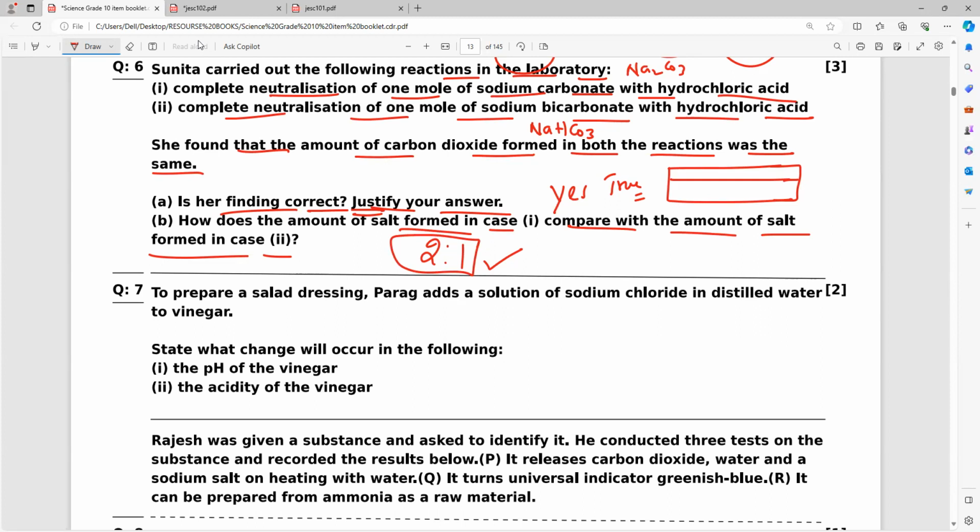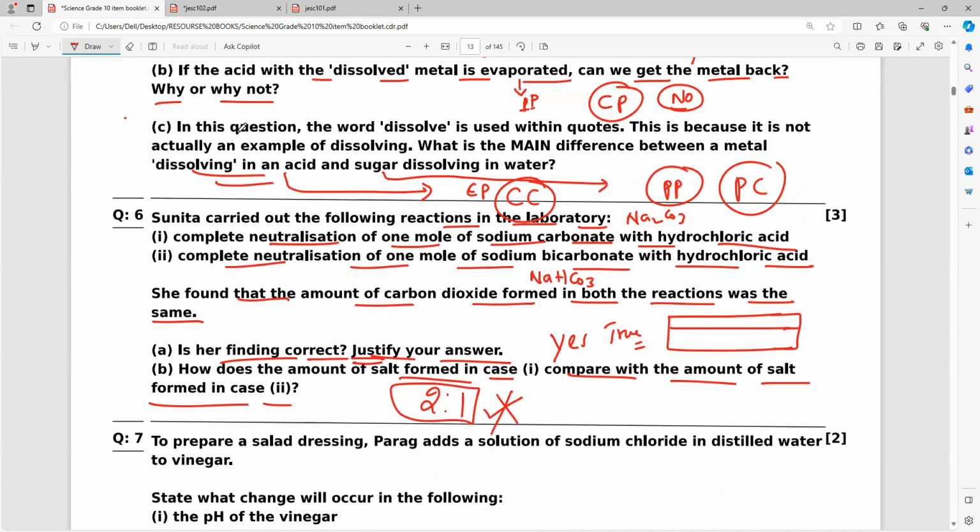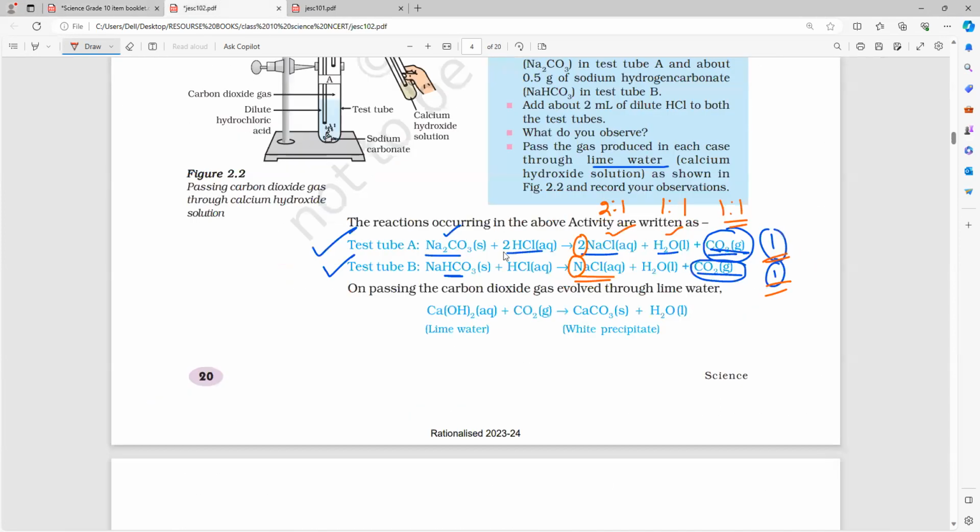Yes or no? The amount of salt formed. But if you write 2:1, this is the wrong answer. Am I right? Because what is happening here is, sodium carbonate is reacting. So sodium carbonate is forming 2 moles, and sodium bicarbonate is forming only 1 mole. So you should say the amount of salt formed in the case 1.